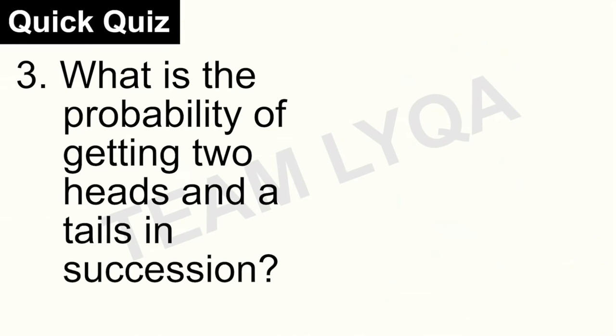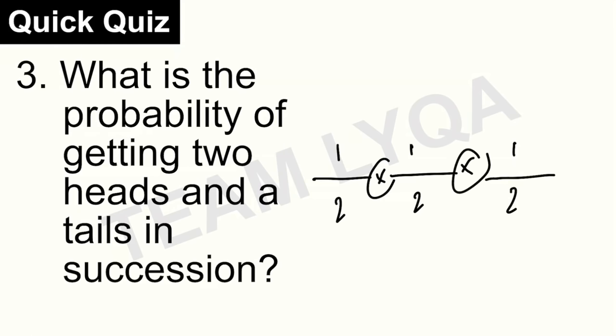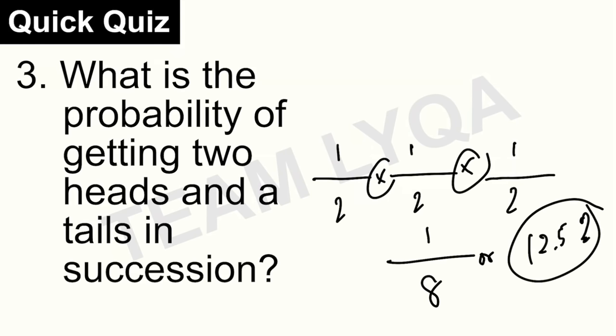Okay? Number 3, what is the probability of getting two heads and a tails in succession? So, ibig sabihin nun, ang gusto mo daw mangyari ay 1, 2, dalawang heads, tapos isang tails. Again, all of them naman would still be 1 over 2. So, i-multiply ko lang. That would still be 1 over 2 times 2 is 4 times 2 is 8 or 12.5%. So, yun yung ating answer.